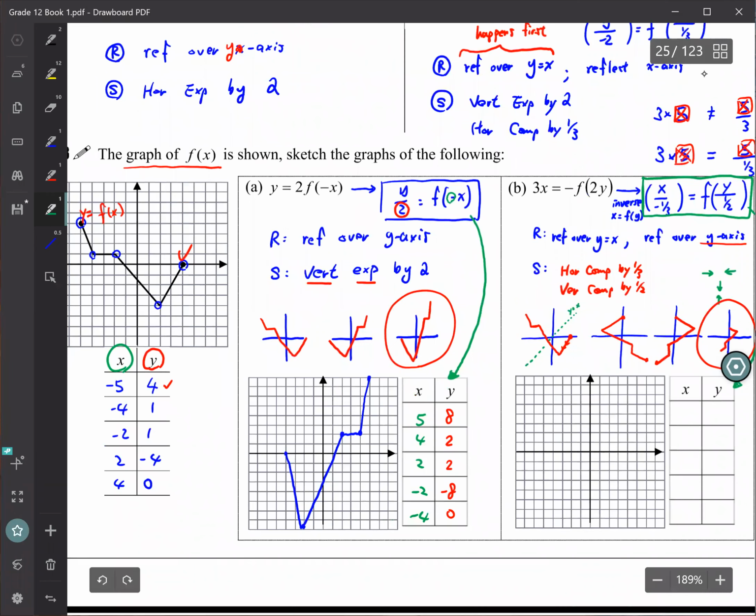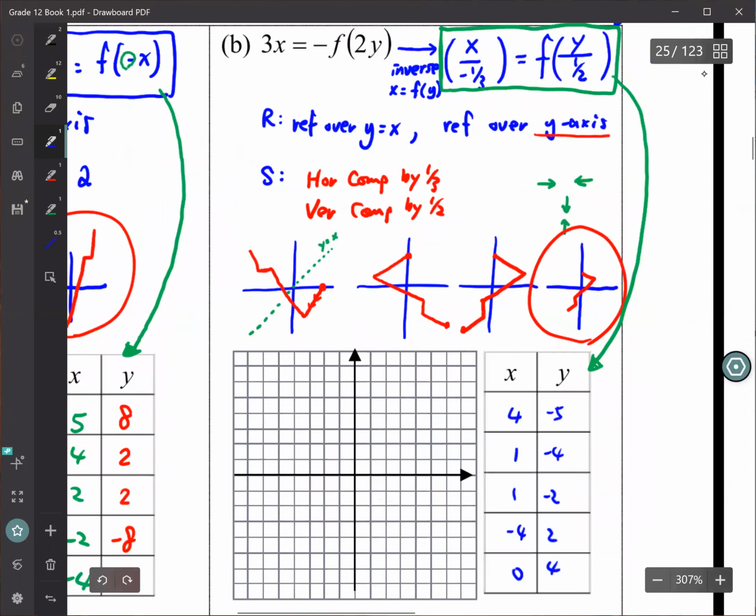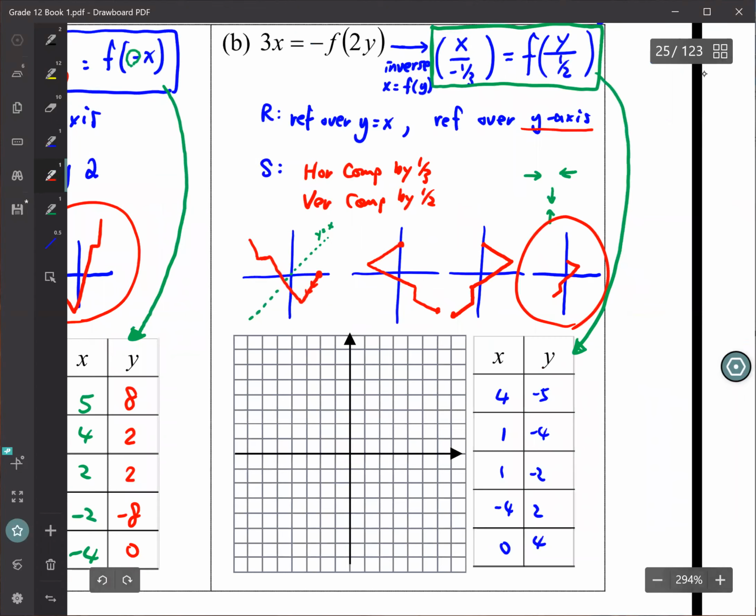So basically what you can do is you write them out first, okay? So it will be 4, 1, 1, -4, 0, okay? So that's the original Y. Now they will become X. And then the X values will become the Y. So -5, -4, -2, 2, 4. Okay, so this is after inverse. And then you cross them all out. All of them will be changed. Whatever you see under the X, you apply to the X values. Whatever you see under the Y, you multiply with the Y values.